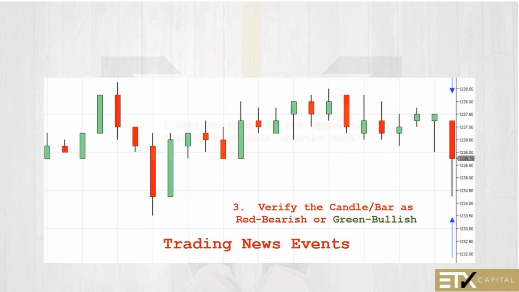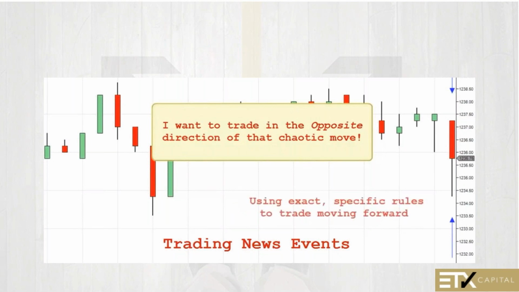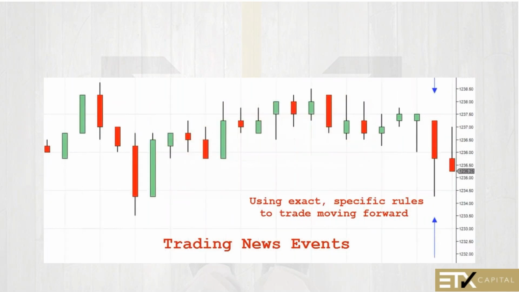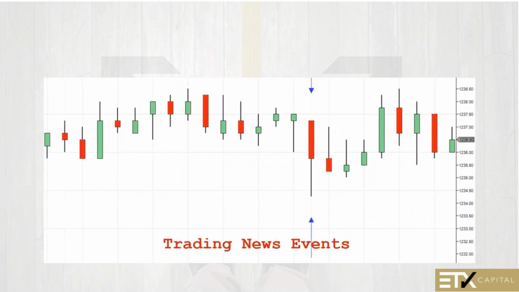Very simply, it's a red candle. And therefore, I'm not going short, I'm going long. I want to do the absolute opposite. Smart about it. I'm going to do it with specifics, with objective rules, and moving into the future, I want to have proof. I'm going to let price prove to me that we are going long.